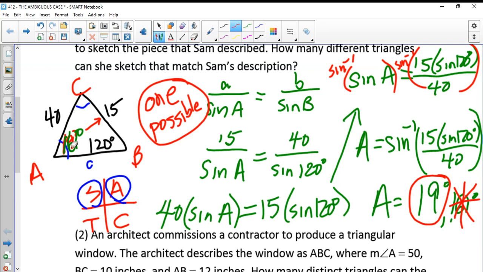And then 161 is bigger than 120, but 15 is not bigger than 40. So the opposite sides and the angles, as far as being larger and smaller, that wouldn't be correct.